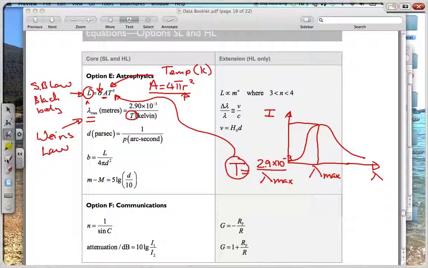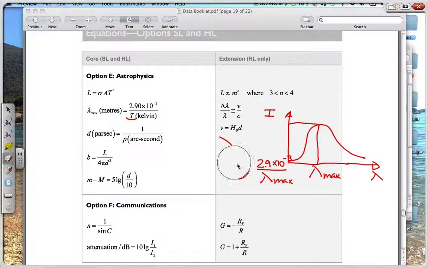Let me just erase some of this because we need a bit of space here.